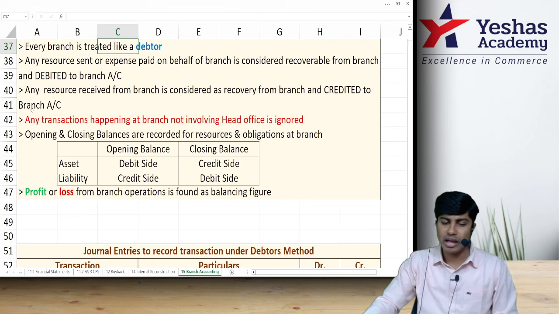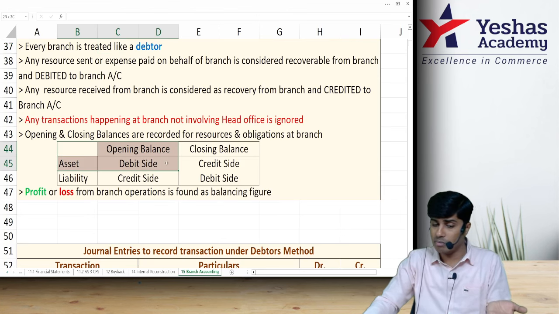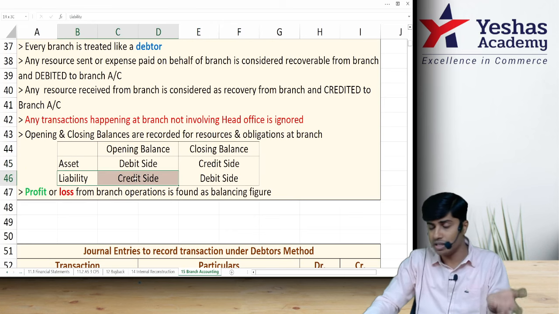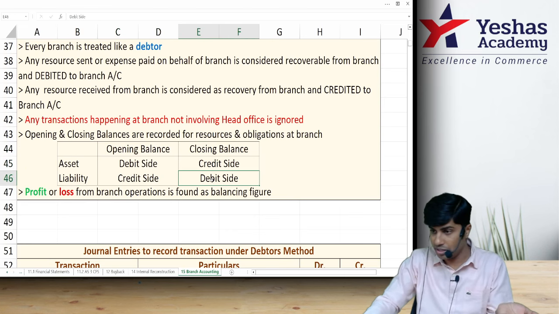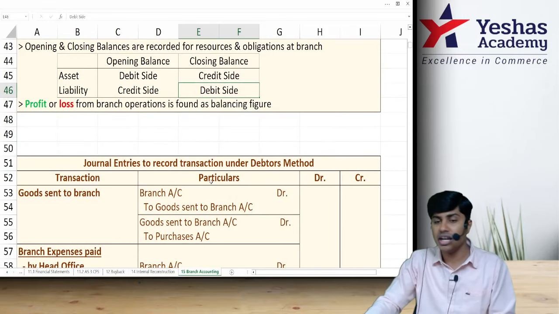And the next thing that you would have to have is: assets, debit side opening balance, closing balance credit side; liabilities, opening credit balance, closing debit side. And there are certain transactions which are ignored.